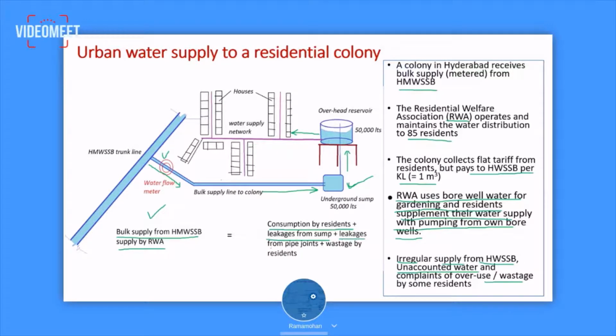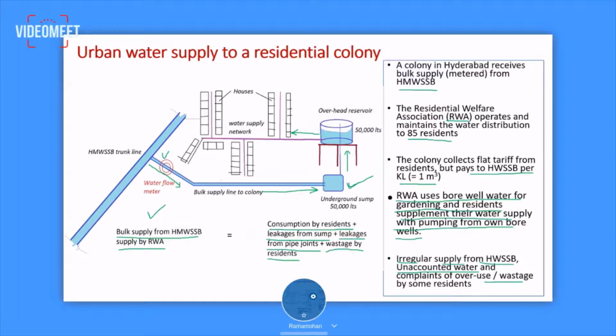There is also leakage from the pipe joints, because in the network there are several pipes and joints. There are valves, and this infrastructure has to be maintained. There is also wastage by the residents, and all these components added up together are equal to the bulk water supply. This is how we balance various water components in a supply system.